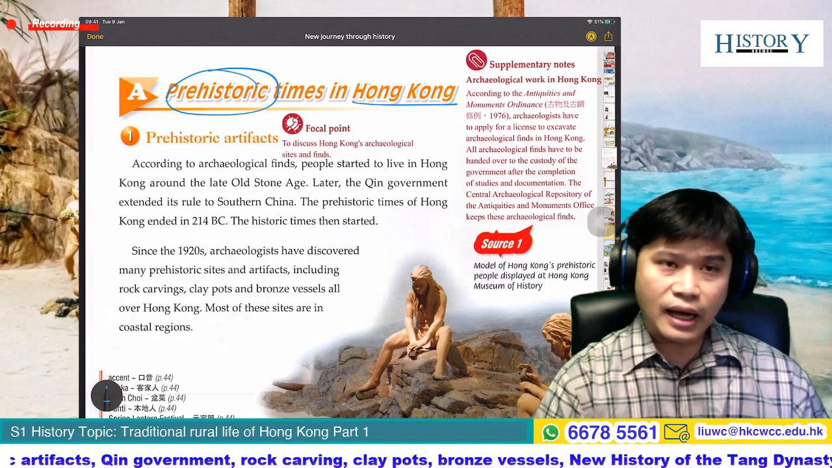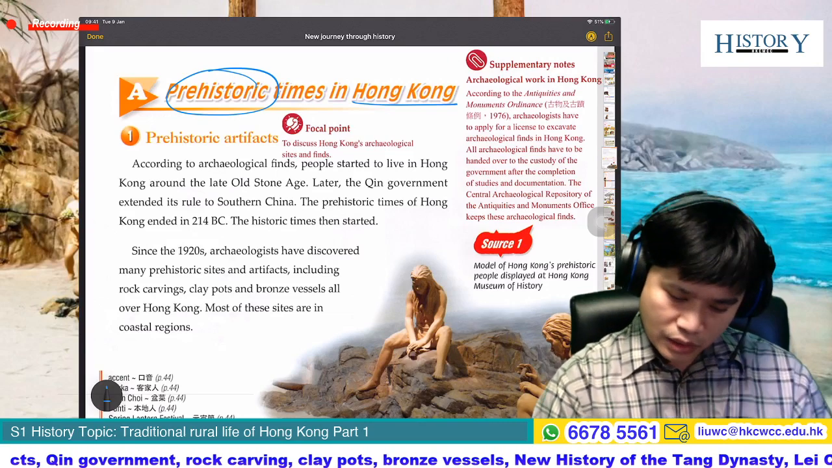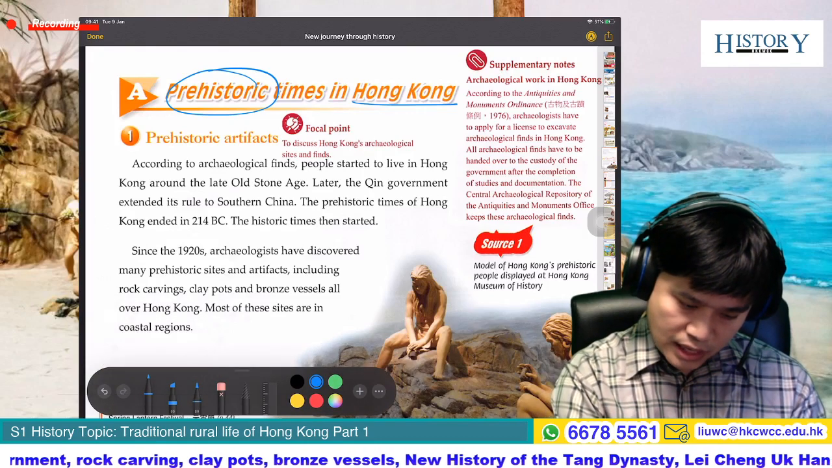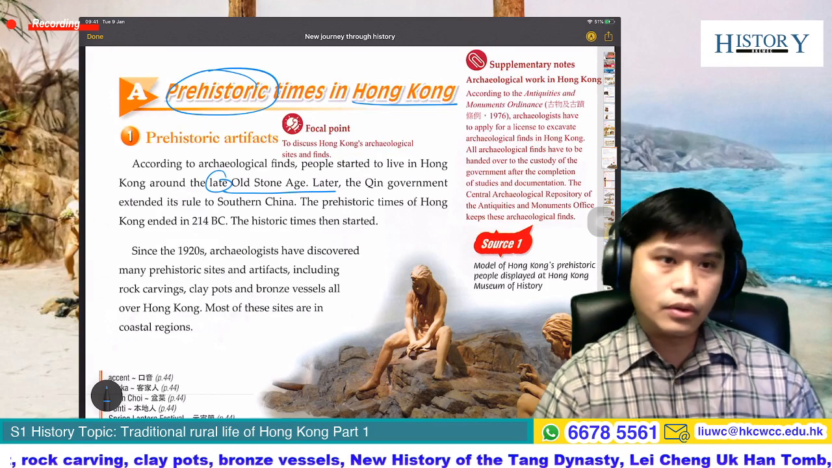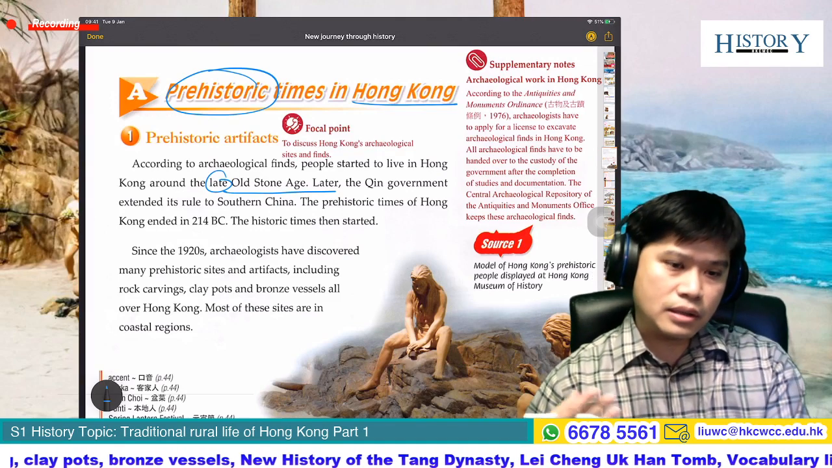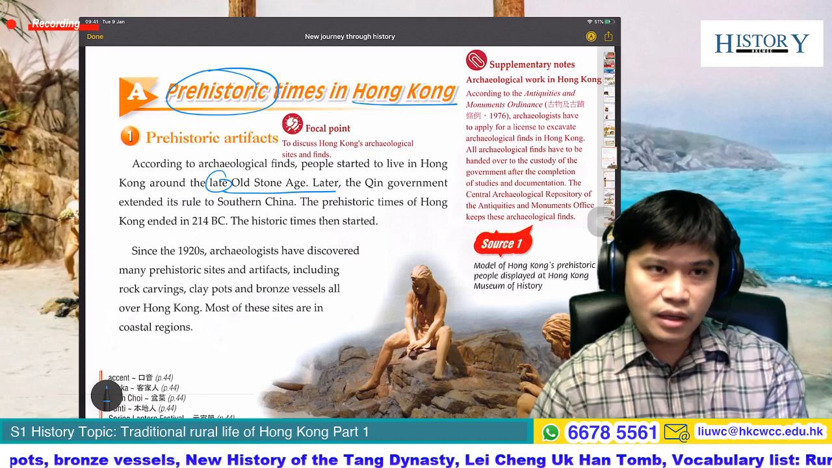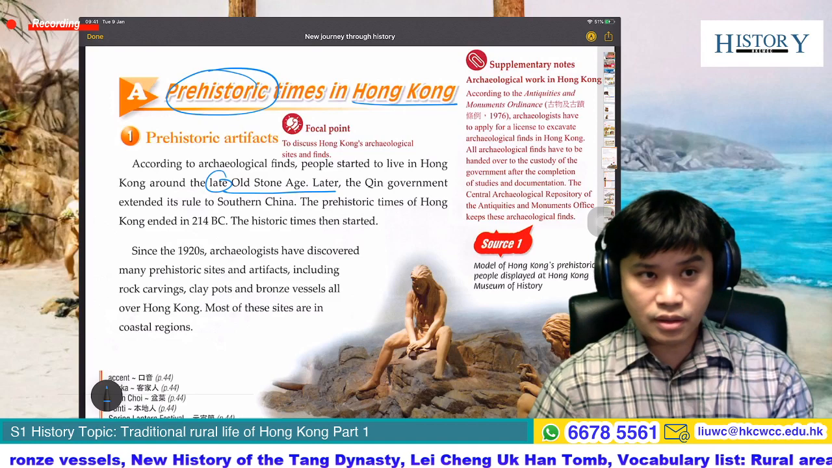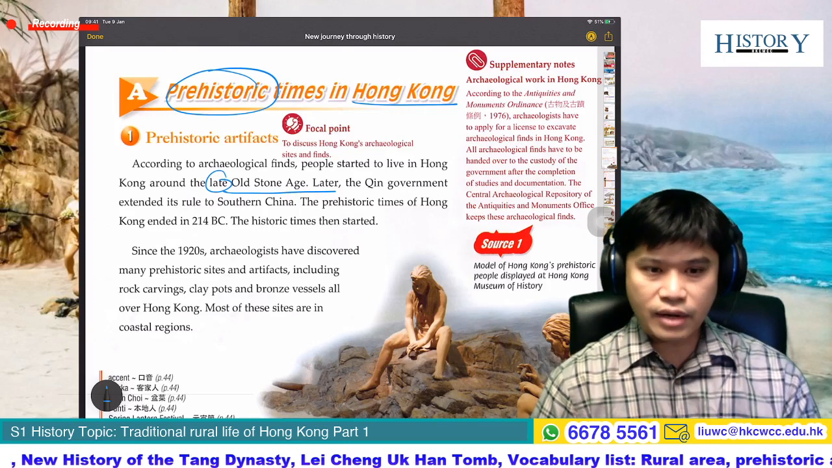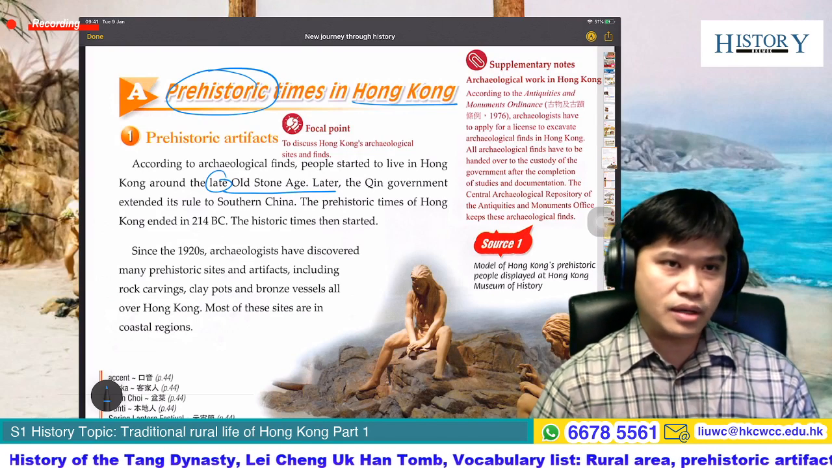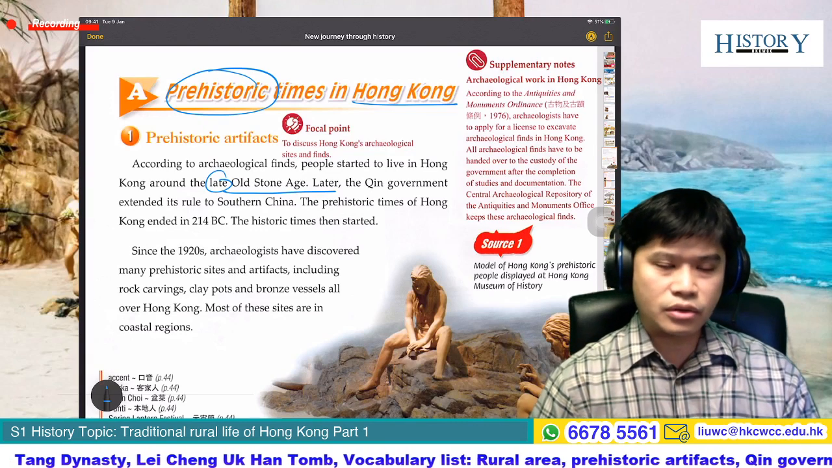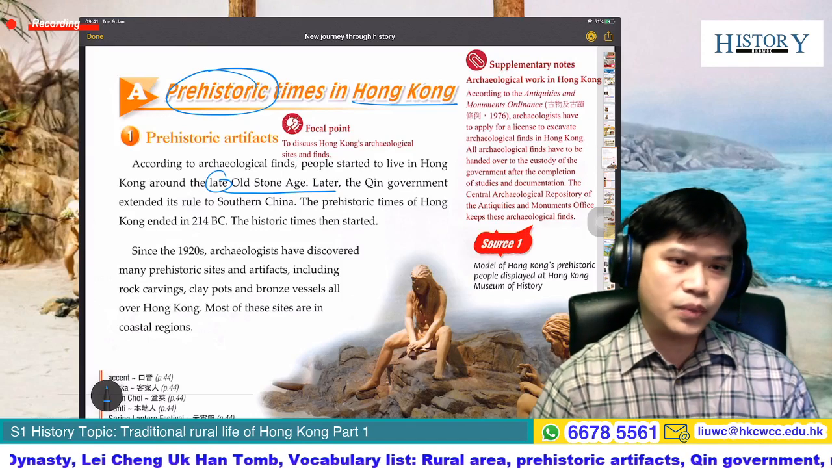From the archaeological findings, we say people already lived in Hong Kong around the late Old Stone Age. From lots of artifacts, we know that people lived in Hong Kong for a long time, even around the late Old Stone Age, maybe 10,000 years ago. However, when do we see the earliest written record, or any record, to prove that people lived in Hong Kong?